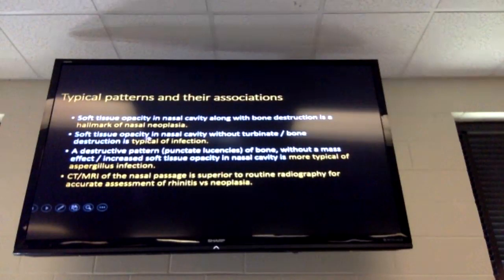If there is soft tissue opacity without bone destruction, that's typically infection or a less aggressive mass of some kind. Okay, you still need a biopsy.